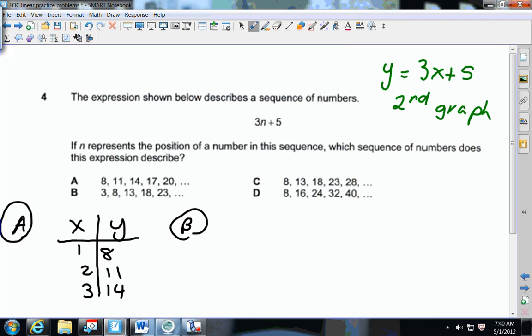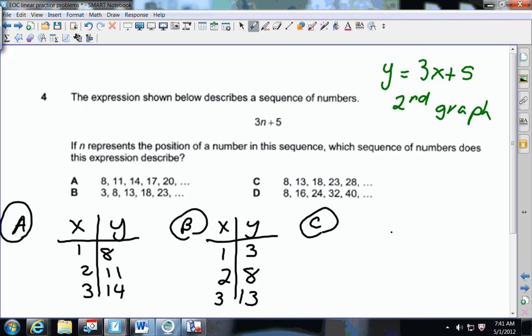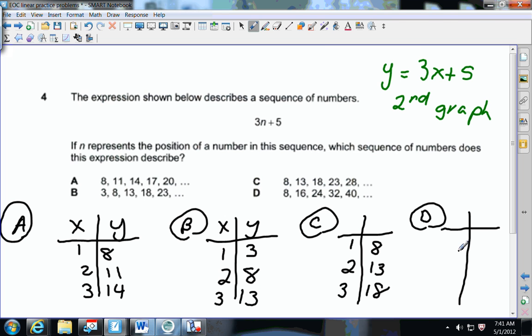B, X and Y. The first number is 3. The second number is 8. The third number is 13. See what I'm doing? Right here, first number is 8. Second number is 13. Third number is 18. And D, when you're looking at this in a sequence, same thing here. First number is 8. Second number is 16.